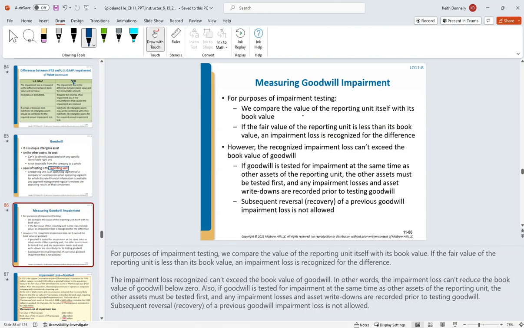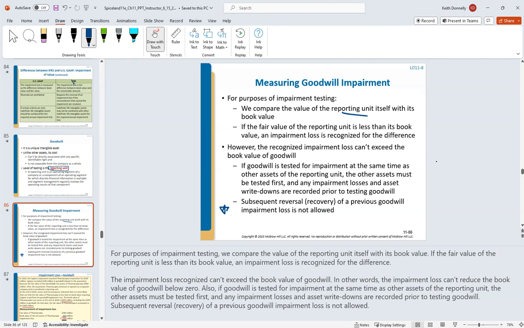Essentially what we do is we compare the value of that reporting unit with its book value. So again, we're comparing fair value with net book value. In this way, if there is a loss, it's not going to be able to exceed the book value. And it says here, if goodwill is tested for impairment, the other assets must be tested first, blah, blah, blah. Not a big deal there. Here's an important point, though. Subsequent reversal, recovery of previous goodwill impairment loss is not allowed. So in other words, this is important.